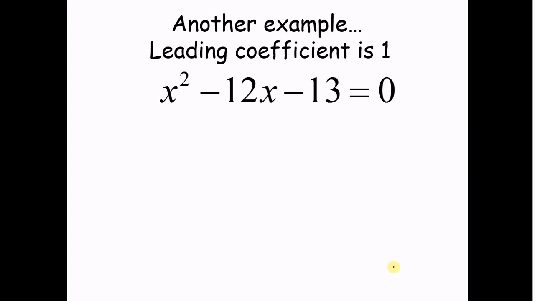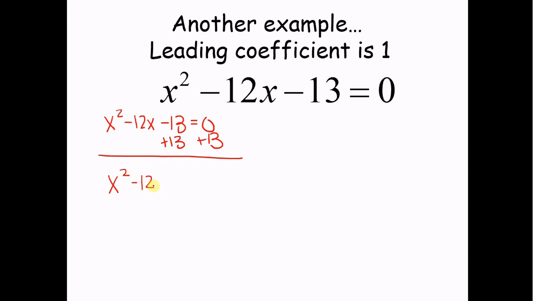So another example, leading coefficient is again 1. So very first step, you're going to want to get this 13, negative 13 out of the way. So we're going to add it to the other side. So we're always going to move it to the other side. If it's adding or if it's subtracting, whatever is going to move it, right?